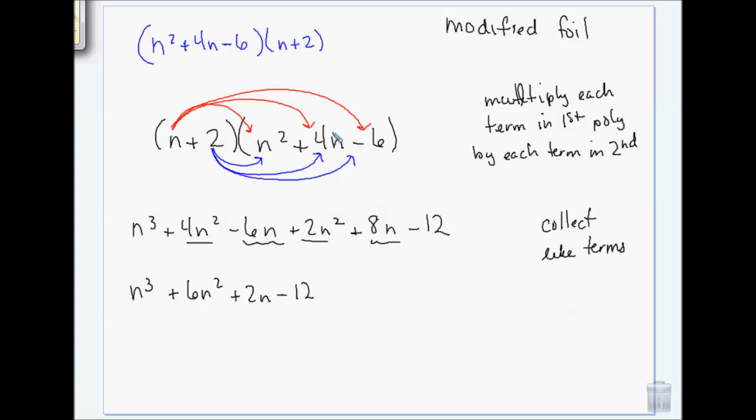Now when it's just a 2 by 3, it's not so bad, the modified FOIL. But when you get into 3 by 3s and 3 by 4s and 4 by 4s and stuff, there's a lot of things to remember to multiply, and so it can get confusing, especially if you're drawing arrows and then there's all these arrows going everywhere. So the larger the polynomial, the nicer the table is, because it keeps everything organized and neat, and so you don't miss anything.